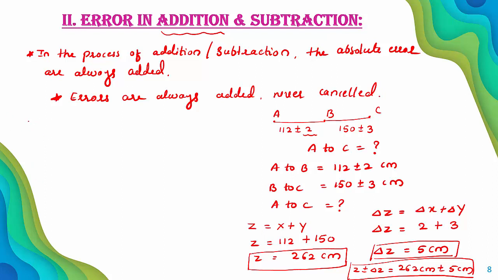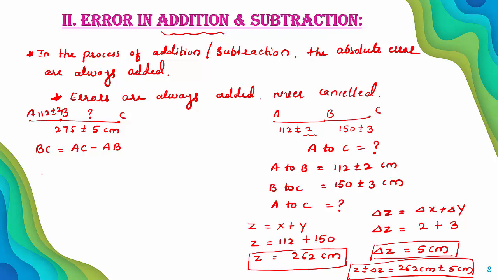See here, let us consider the distance between A to C is given 275 plus or minus 5 centimeter. This is the total distance between A to C. Let us consider the distance between A to B is 112 plus or minus 2. Now we have to find the distance between B to C. How to find the distance between B to C? See here I can write BC is equal to total distance AC minus the distance AB. AC minus AB gives BC value, right?